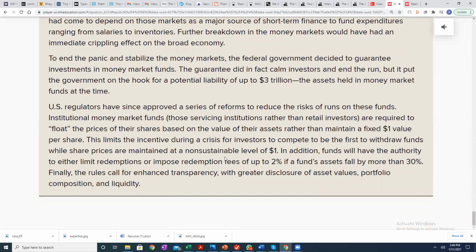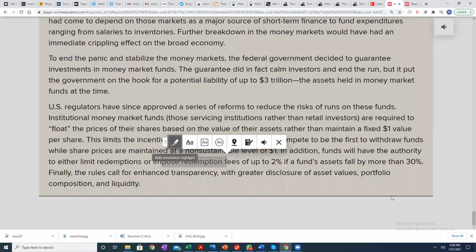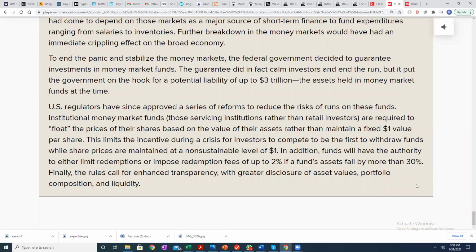US regulators have since approved a series of reforms to reduce the risk of a run on the funds. Institutional money market funds are required to float the prices of their shares based on the value of their assets rather than maintain a fixed dollar value. This limits the incentive during a crisis for investors to compete to be the first to withdraw funds. In addition, funds will have authority to either limit redemptions or impose redemption fees of up to 2% if the fund falls by more than 30%.